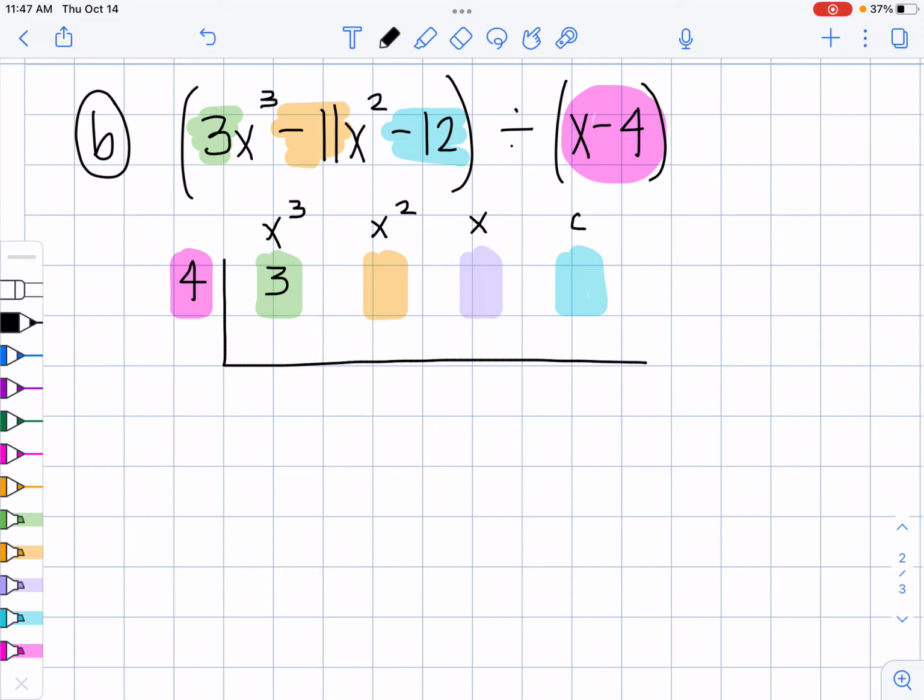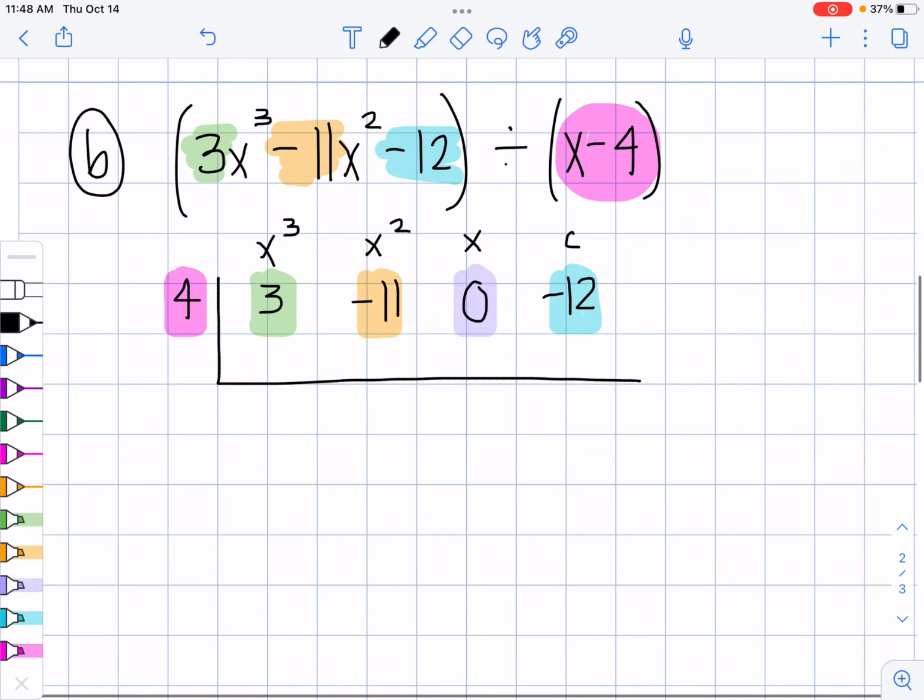So here I'm going to write a 3, negative 11. I don't have any x's, but I have to leave a space for my x's because I might get them when I'm doing the division. So I just put a 0 here as a placeholder. And negative 12. Okay, same process.